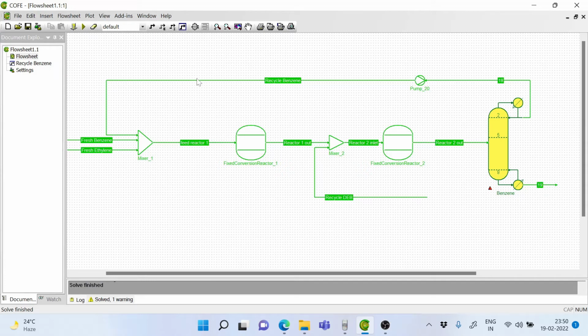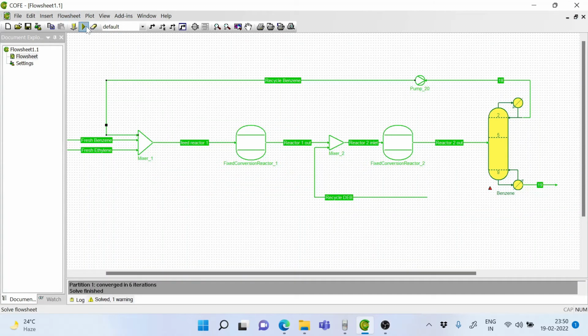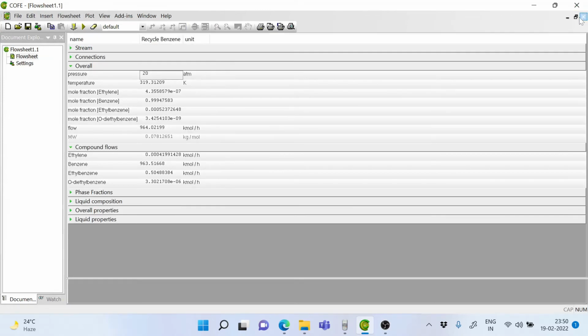The simulation has converged, and now let's see. As we can see, there is a very little amount of ethylene flowing into the recycle loop, and the amount of benzene flowing is 963.81. Now what we can do is rerun it once again to check whether the convergence is done. Okay, it has converged quickly and the values have not changed.